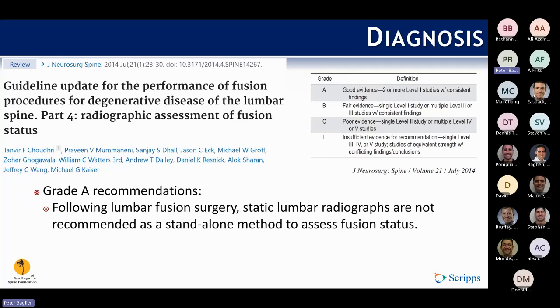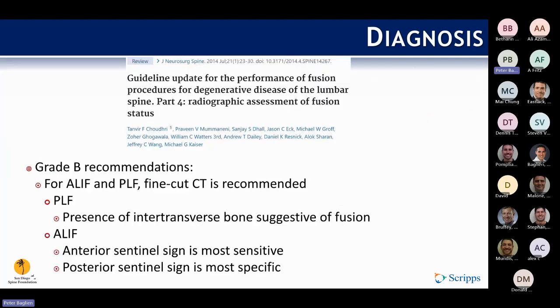So the little box on the top right was the first edition of it, which looked at what their level of evidence was for providing these recommendations. And their grade A recommendation was following lumbar fusion surgery, static lumbar radiographs are not recommended as a standalone method to assess fusion status, which kind of makes sense. It's difficult to see through the various shadows of tissue in order to adequately assess the fusion.